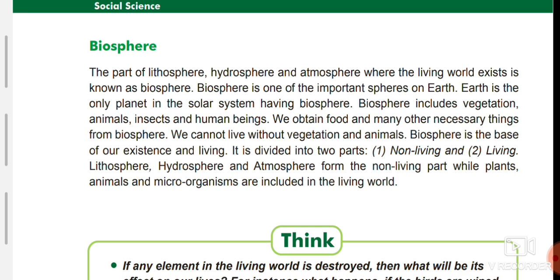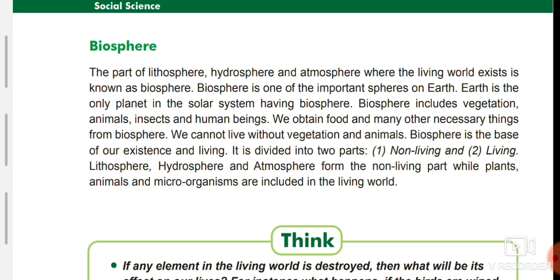हमने चैप्टर के स्टार्टिंग में ही देखा था कि सिर्फ अर्थ ही ऐसा प्लैनेट है जहाँ लिविंग लाइफ एग्जिस्ट करती है. Biosphere includes vegetation, animal, insects and human beings. We obtain food and many other necessary things from biosphere. Biosphere में से हमें क्या क्या मिलता है? Many necessary things can be obtained. जैसे food है. फिर what else do we get? Shelter, right? We cannot live without vegetation and animals. Can we? Vegetation matlab plants and all types of plants and animals.